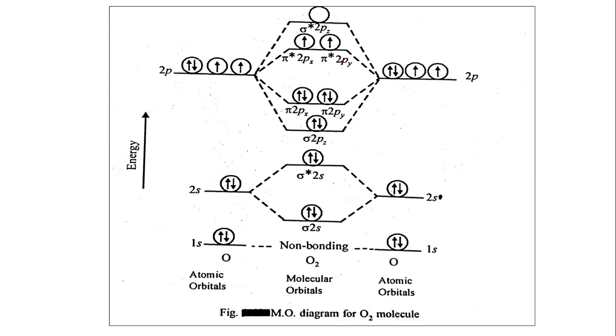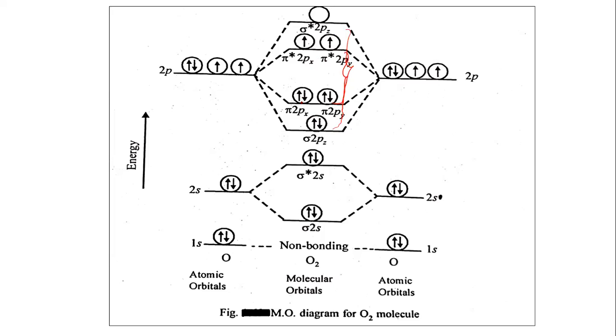Similarly, these are π*2px and π*2py antibonding molecular orbitals, and the last one is σ*2pz. Now in this case, the energy difference between the π bonding and π antibonding will be less as compared to σ bonding and σ* antibonding. This is because during the formation of the sigma molecular orbital, there is appreciable overlapping between the atomic orbitals. So this energy gap is larger between bonding and antibonding.